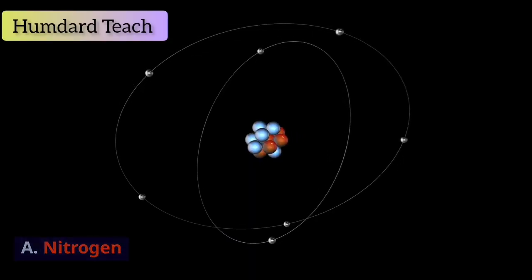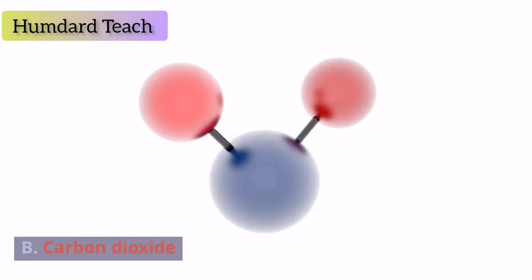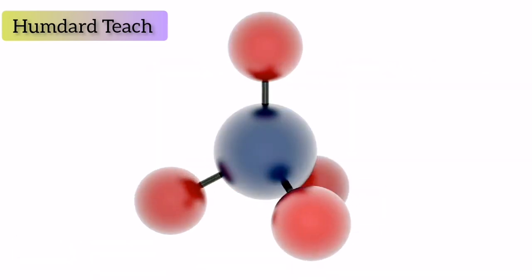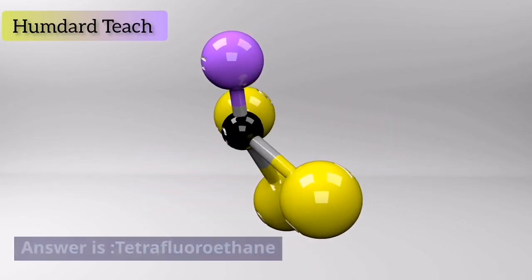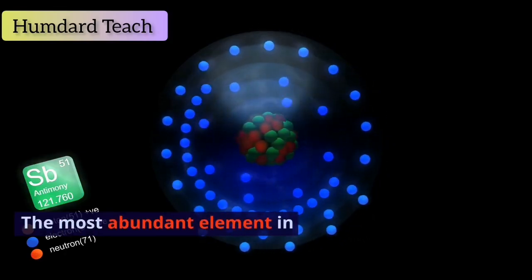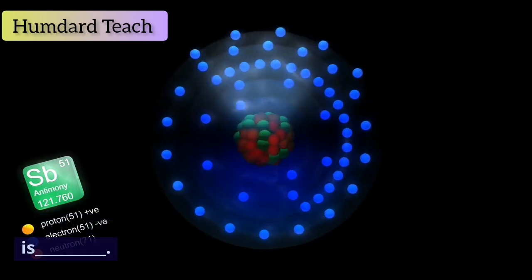The gas used in a refrigerator to cool water is blank. A. Nitrogen. B. Carbon dioxide. C. Methane. D. Tetrafluoroethane. Answer is tetrafluoroethane.